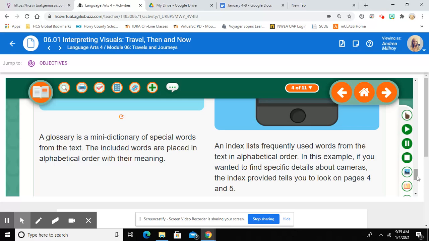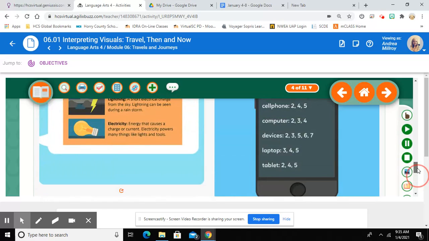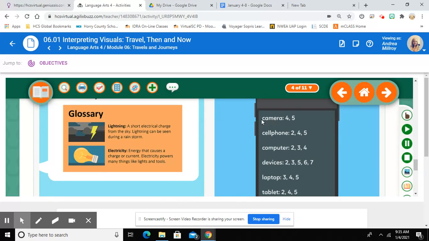In this example, if you wanted to find specific details about cameras, the index provided tells you to look on pages 4 and 5. Here you see the word camera, and these are the pages 4 and 5.